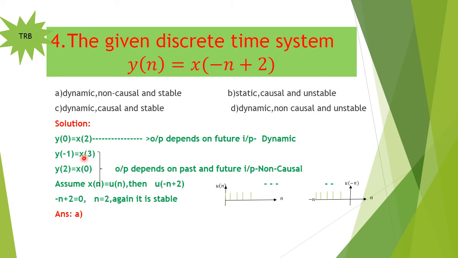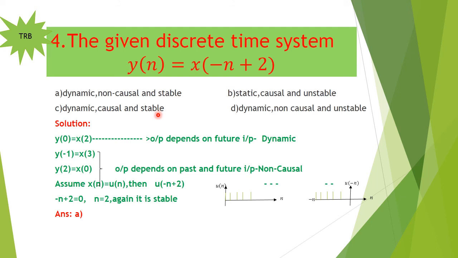Next, we have to check whether it is causal or not. So substitute n is equal to minus 1. So y of minus 1 is equal to x of 3. Here it depends on the future input value. Next, substitute n is equal to 2. So y of 2 is equal to x of 0. So it depends on the past input value. So it is a non-causal system.